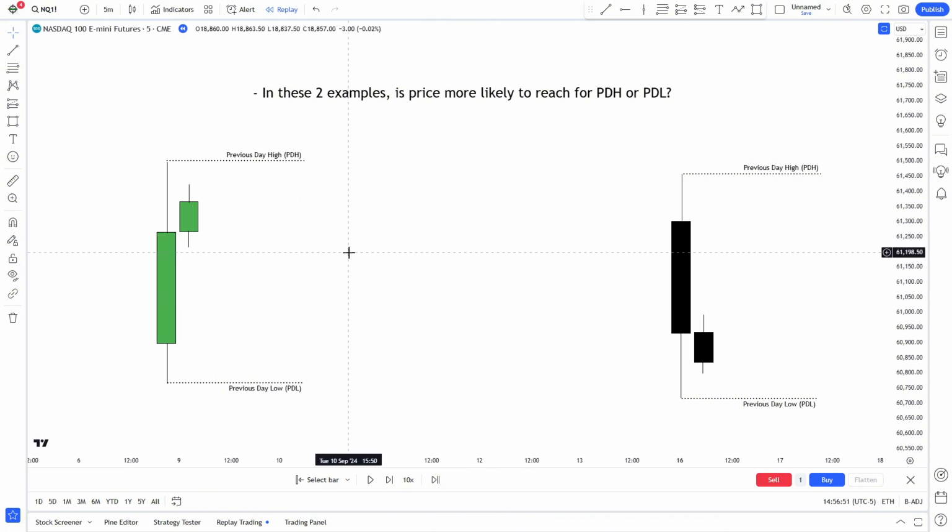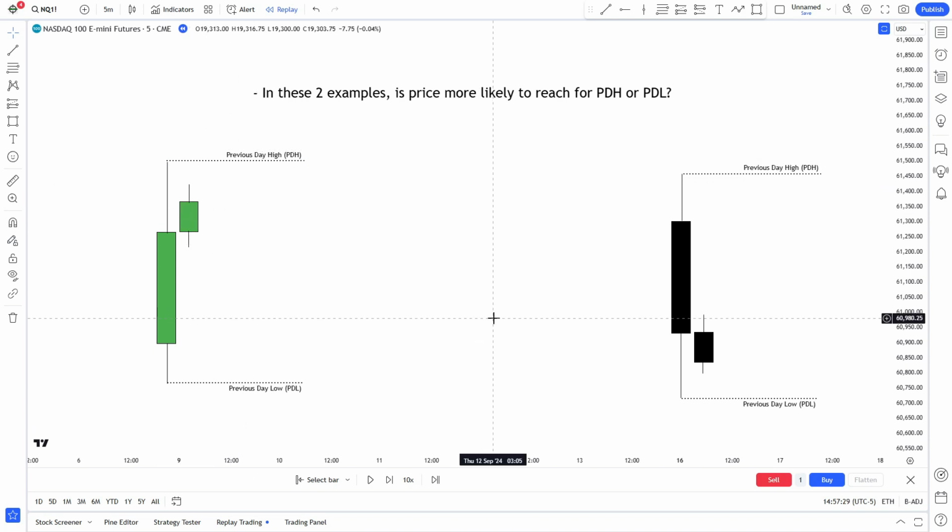So if we take a look at the left hand side example first, we can see that price is trending in an upwards direction. And given that we are not going to be consolidating, I would expect either the previous day high or the previous day low to get traded to. So now, which one is more likely? If we are trending in an upwards direction, I would expect this day here to go for previous day high.